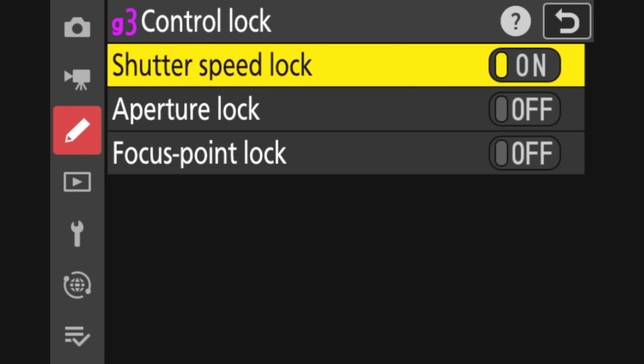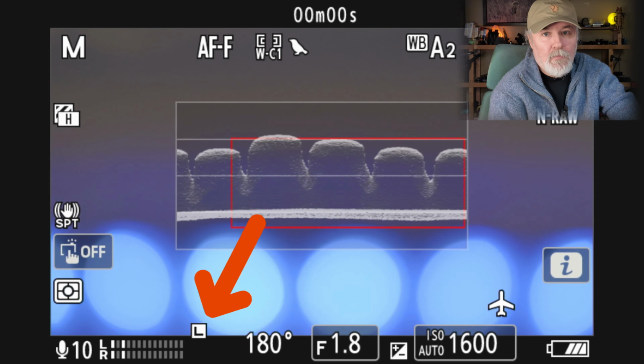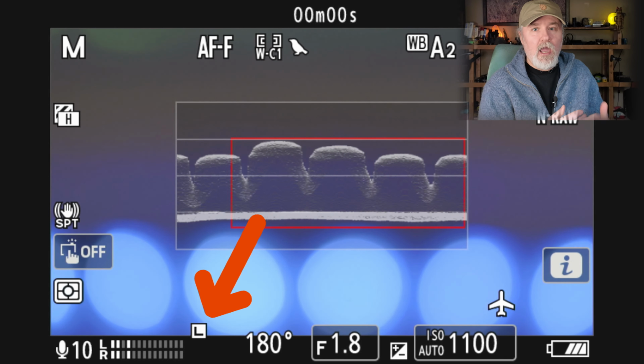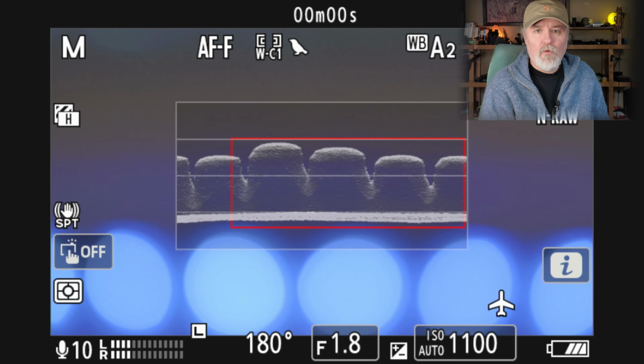So when you turn it on, you'll notice now there's a little L at the bottom there. So that's a quick and easy. If you're not going to be super creative with your videography, lock it 180 degrees, you're good to go. You just leave it there.